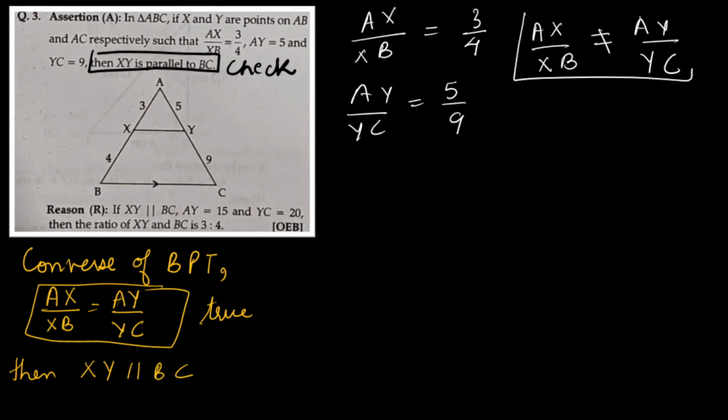See, if the ratio is not equal, what can we say about XY and BC? Will they be parallel? I told you, if the ratios are equal, then the lines will be parallel. Then the ratio is not equal. So we have seen one ratio is 3:4, another ratio is 5:9. What about the parallel lines now? Do you think they will be parallel?